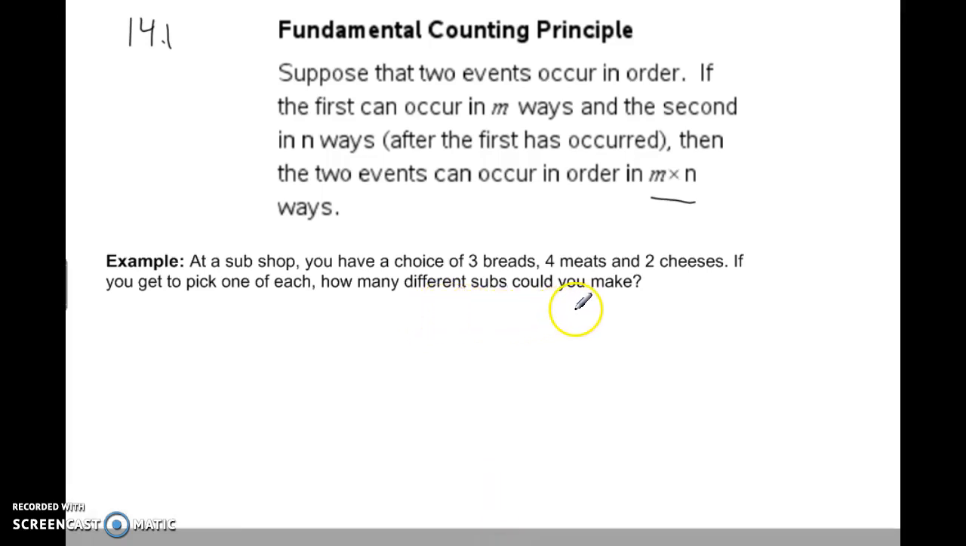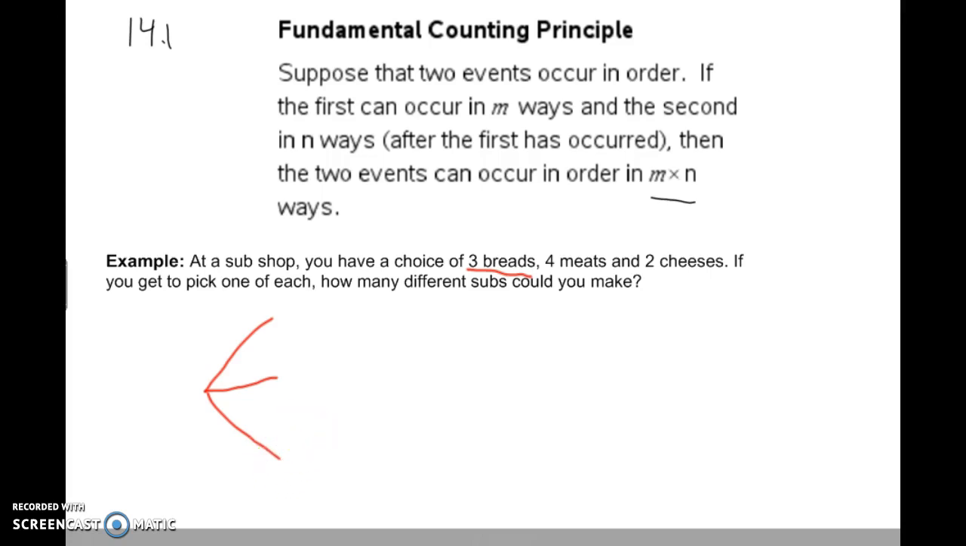Sub shop, you have three choices of bread. So first, you choose your bread. You have a choice of three breads. So I'm going to draw a tree diagram. These are branches of the tree to indicate your three choices. Maybe one of these is rye bread, white bread, and wheat bread or something like that. You have three choices of bread.